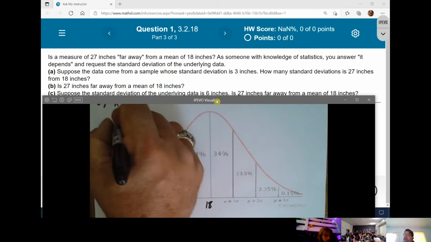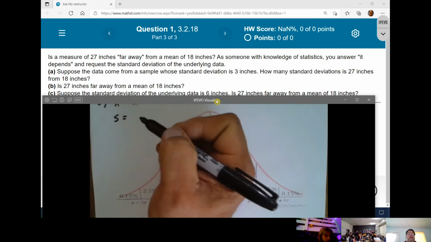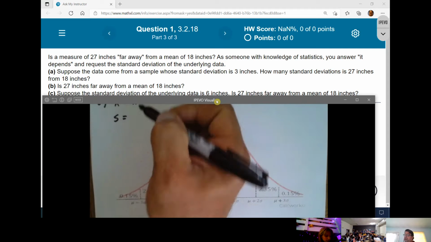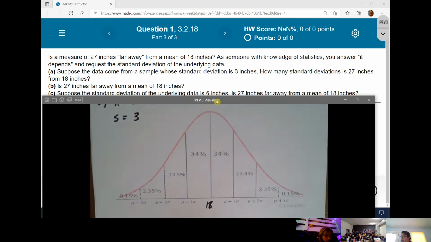And the standard deviation for A is what? 3 inches? So that's going to be 21, 24, 27, 30, 33, and then 15, 12, 9, 6, 3.